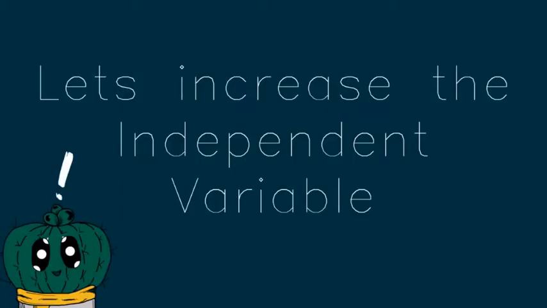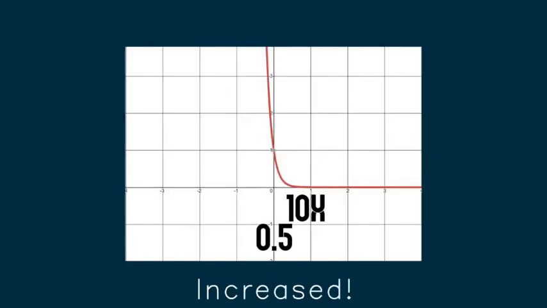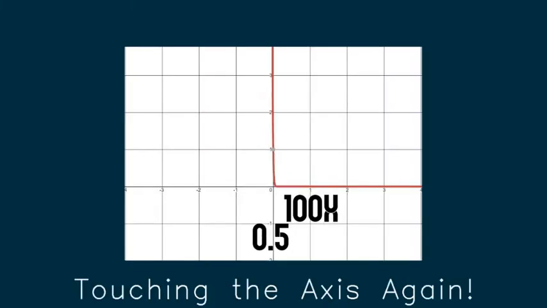Okay, so let's try to increase the independent variable part. Now we have 1x. Now we have 10x. And now 100x. Now notice how the graph changes. It starts to become a lot like a 90-degree angle over here, and the slopey upper portion is starting to touch the y-axis, and the bottom portion just starts to touch the x-axis.